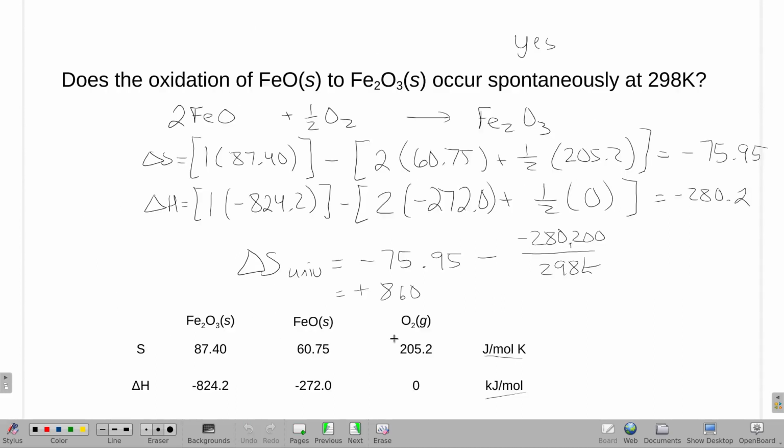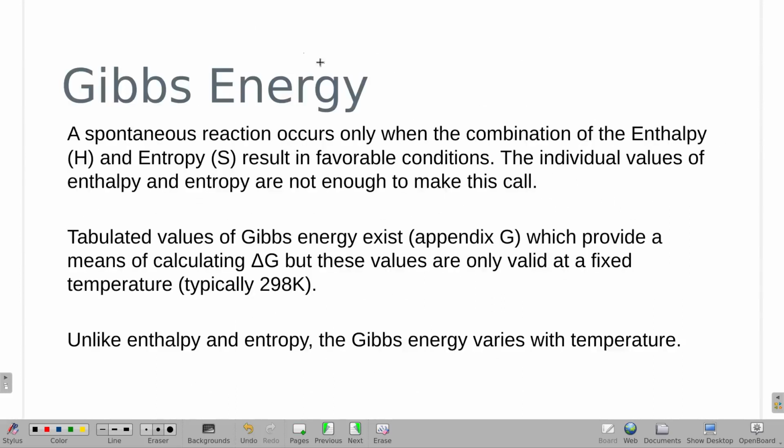Any positive value is a spontaneous reaction. In Gibbs, delta G is negative when spontaneous. So they're just opposite.